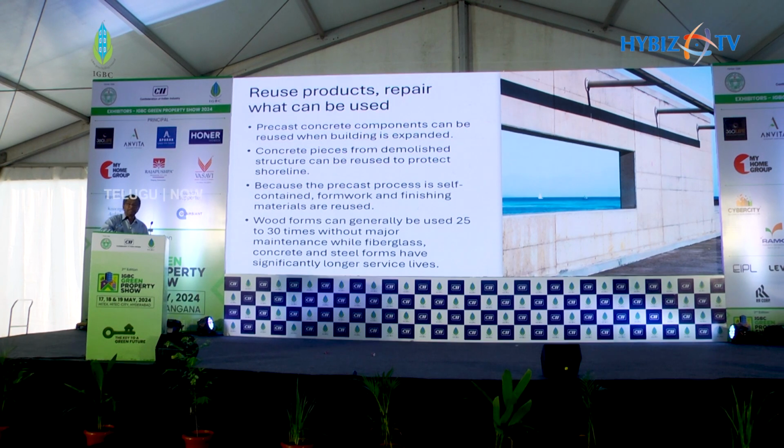Predominantly, the difference between precast and conventional construction is that in precast construction they use steel plates, which you can use a number of times. In cast-in-situ construction, it is predominantly woodwork, which can be used only about 5 to 6 times. Thereby, the cost of construction becomes lesser in precast construction.